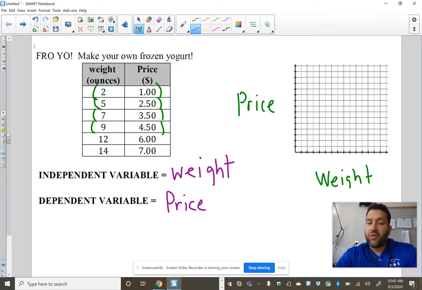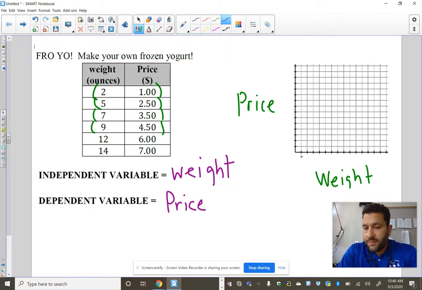One of the more difficult things for students to do when creating graphs is trying to determine what their scale should be. So if I look at weight, I see my smallest weight is 2 ounces, my biggest weight is 14. If I count up all these little tick marks over on the graph, I have 15 of them, meaning it's appropriate for me to go by ones.